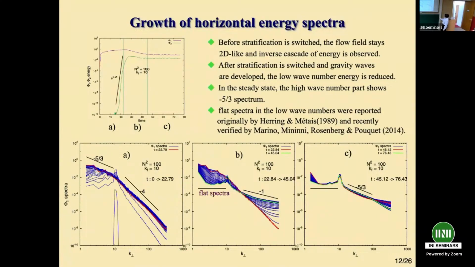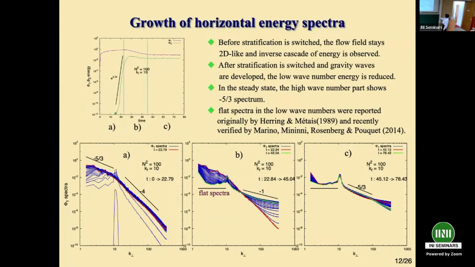in phase B, as the wave part begins to rise, the -5/3 2D region diminishes and decreases to a flat spectrum. And meanwhile, we see very shallow wave spectra like -1 appear. So this is a kind of transient state.